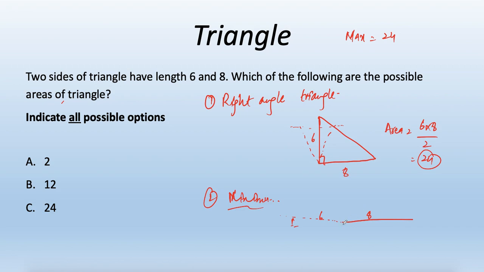Because, for example, if I consider this as a base, the height is almost equal to 0, but not exactly equal to 0. If I consider 6 as a base, again the height is almost equal to 0.